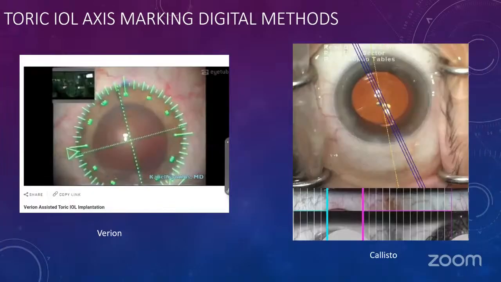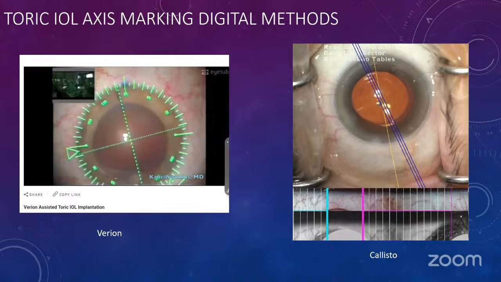Then these are the digital methods. There is Varion and Callisto. What we saw in the video was Callisto. So basically what Callisto does is, IOL Master 700, when we are doing an IOL Master of the patient, the machine will take an image of the eye, and the image of the eye is then shared with the Callisto system, that is the microscope, and at the same time the limbal vessels or any landmarks are overlaid on each other, and thus the axis is confirmed.